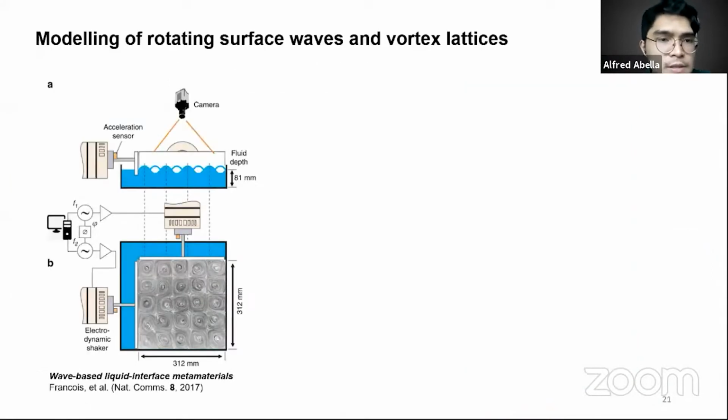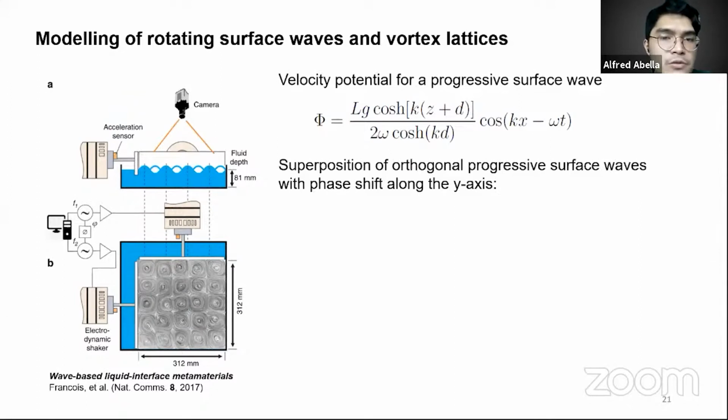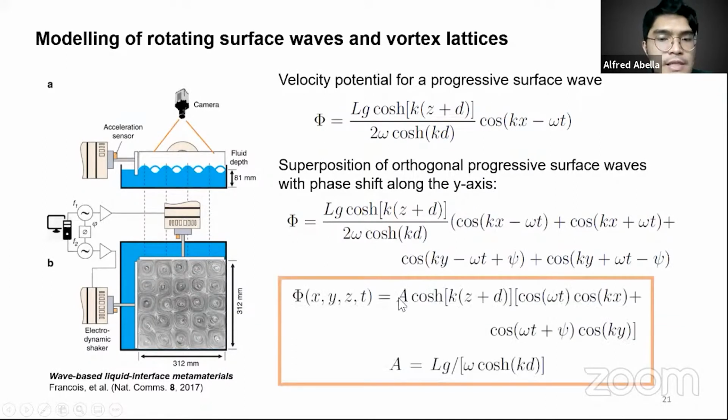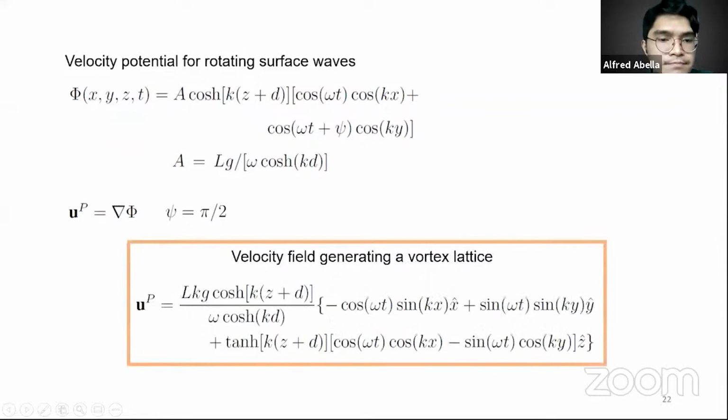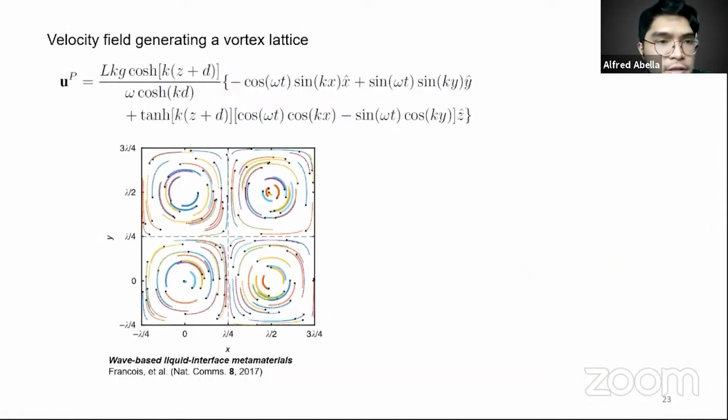Now to model this, we again use the velocity potential for our progressive surface wave. And we superimpose orthogonal progressive surface waves with a phase shift along the y-axis. And this is the total. Now, after differentiating that potential, we obtain this velocity field here. And then after integrating the velocity field, you can obtain these patterns.